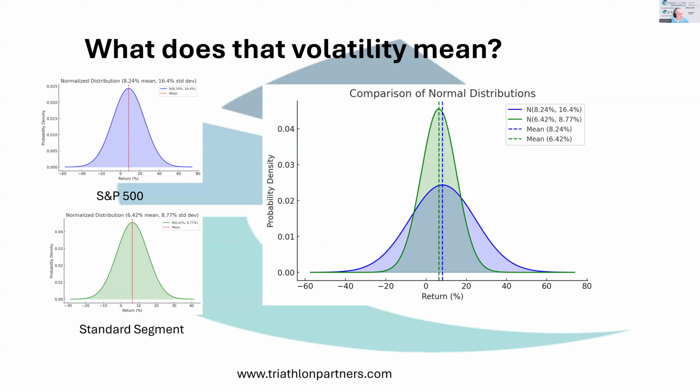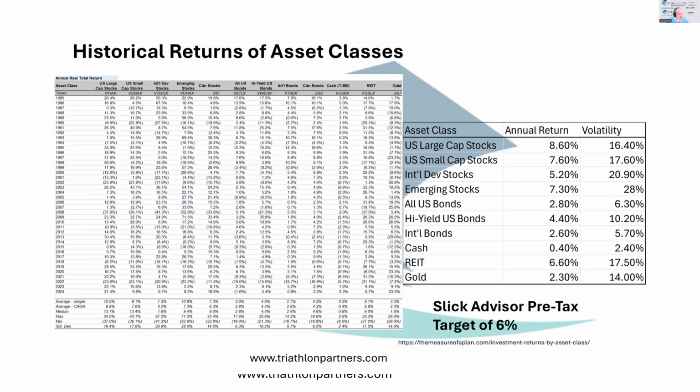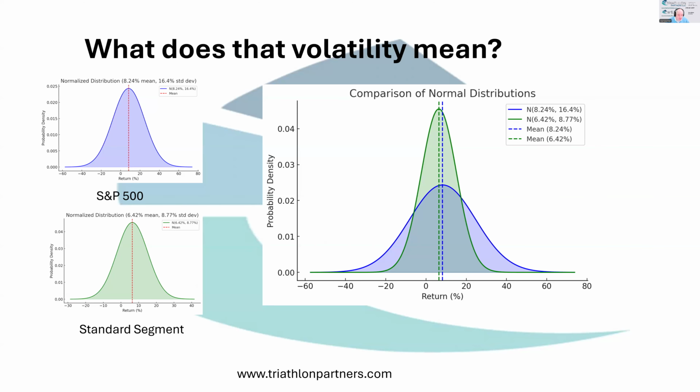Well, guess what? Fixed income, you're not earning 6.42%. You're earning, if we go back a slide, US bonds, you're earning 2.8%, right? Even the high yield bonds, 4.4%. And look at these volatilities. It doesn't make sense when you look at the risk and the volatility of the standard segment.